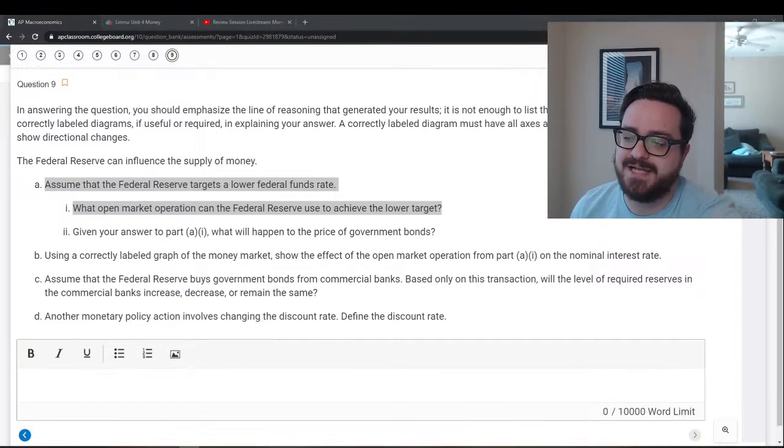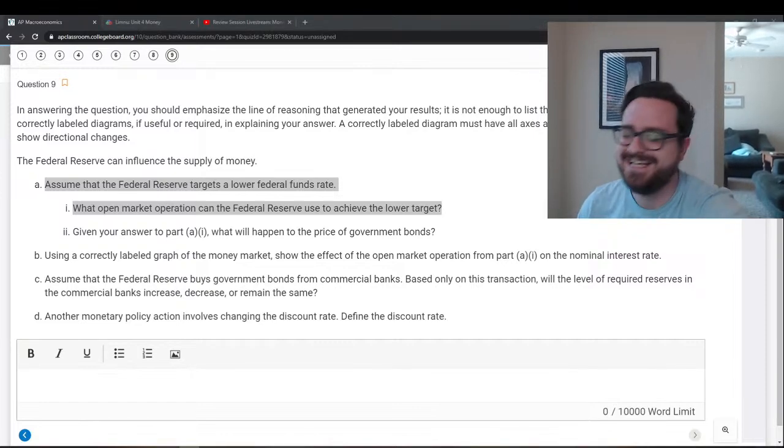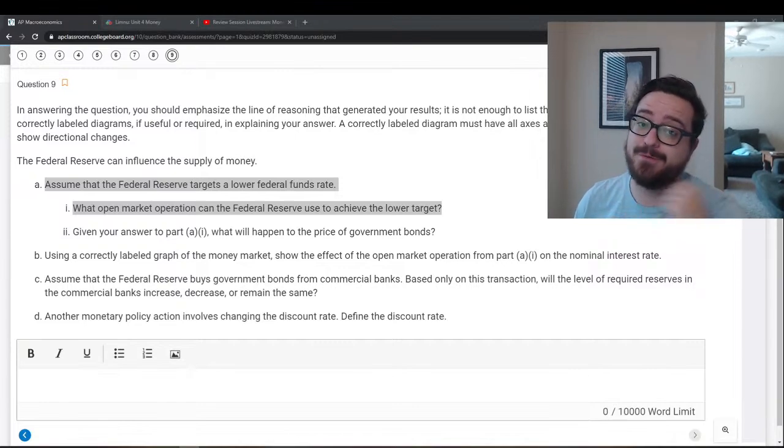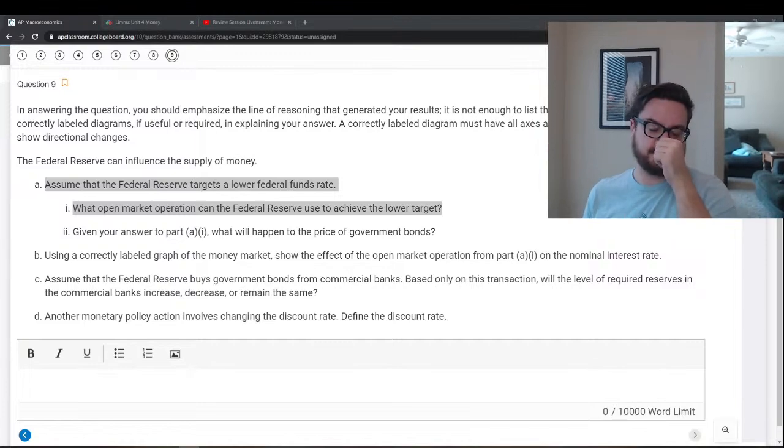Another monetary policy action involves changing the discount rate. Define the discount rate. I saw this and I was like, okay. The discount rate is the price of a loan from the Federal Reserve to commercial banks. That's it. Definition. That rarely happens on AP Macro FRQs.